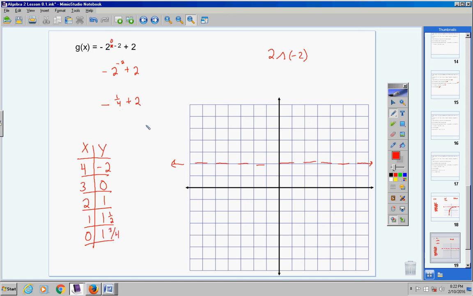And here we go. And by the way, let me put the graph up here first. So, 4, negative 2, 3, 0, 2, 1, 1, 1 and 1/2, 0, 1 3/4. So you can see the curve taking place here. I'm not going to try to draw this very well. You guys know I'm not good at drawing things, but there's the curve getting closer and closer to the asymptote, but never crossing it. Coming down here and slowly looking like it flattens out, although it doesn't.